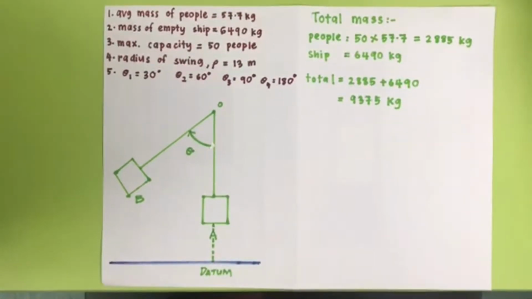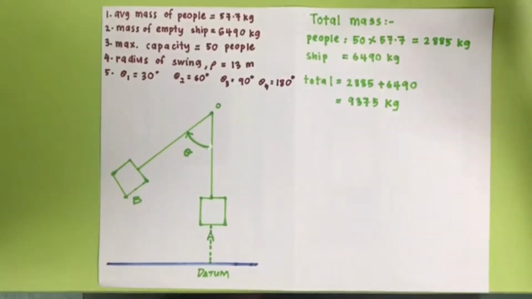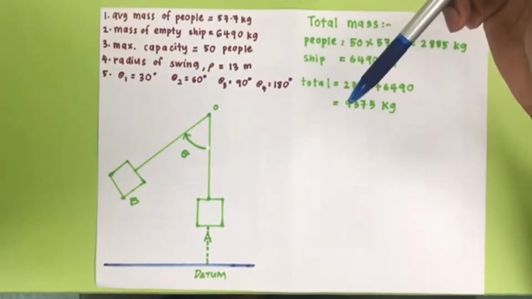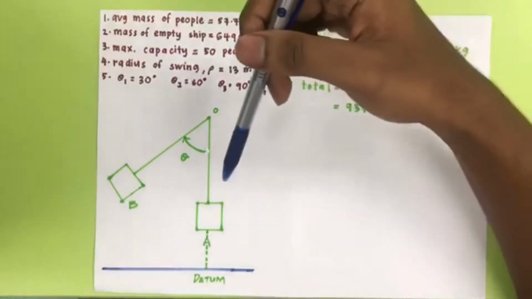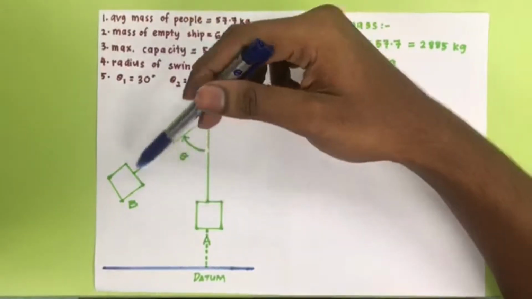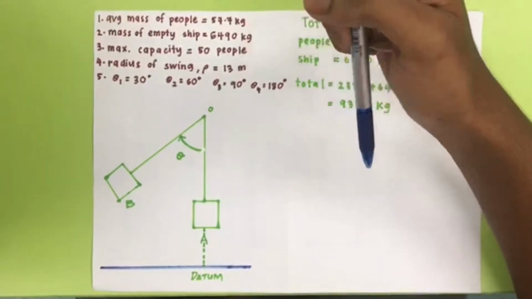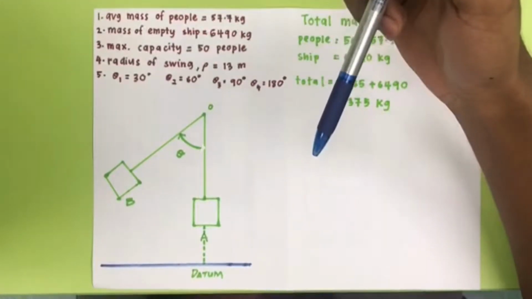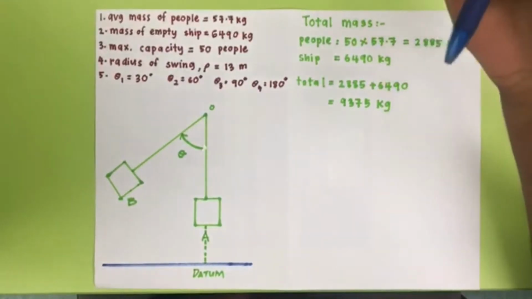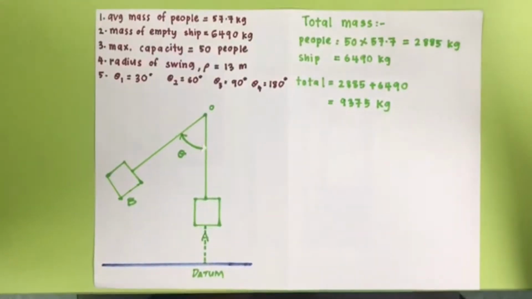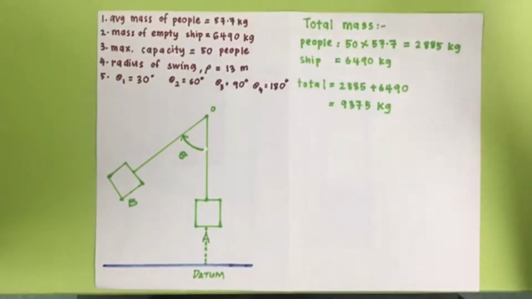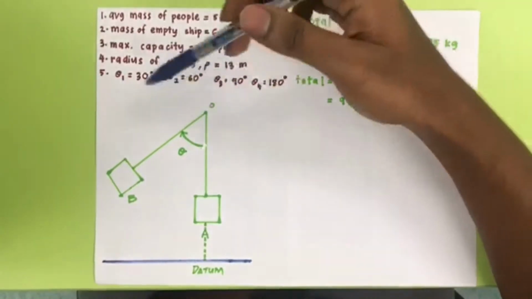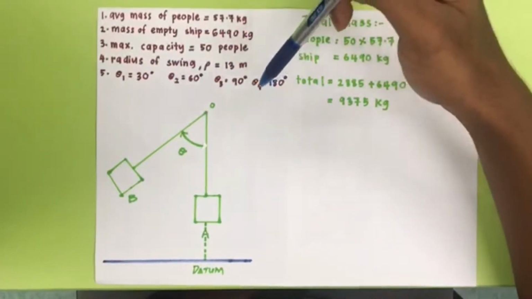So for this assignment, we are taking a pirate ship from a theme park. This ship will rotate 360 degrees, but for this assignment, we are going to find the velocity, force, and acceleration of the ship at varying angles.